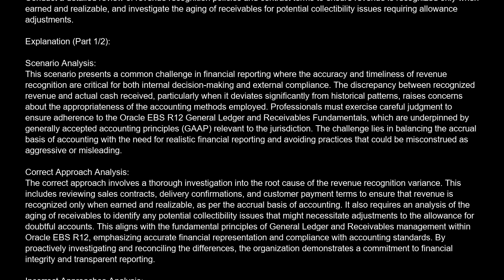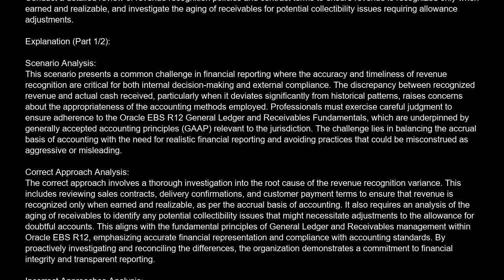Professionals must exercise careful judgment to ensure adherence to the Oracle EBS R12 General Ledger and Receivables fundamentals, which are underpinned by generally accepted accounting principles, GAAP, relevant to the jurisdiction. The challenge lies in balancing the accrual basis of accounting with the need for realistic financial reporting and avoiding practices that could be misconstrued as aggressive or misleading.